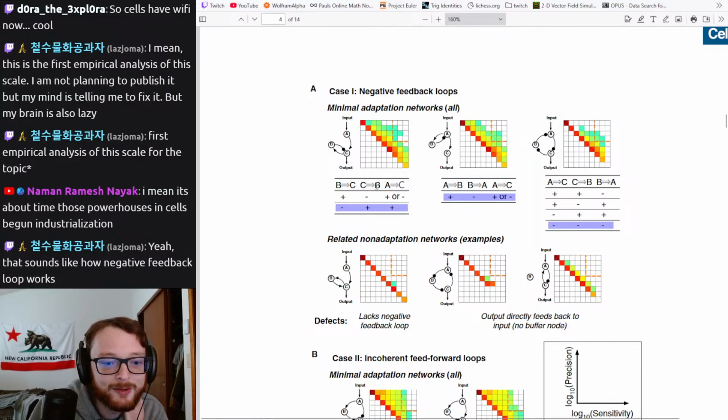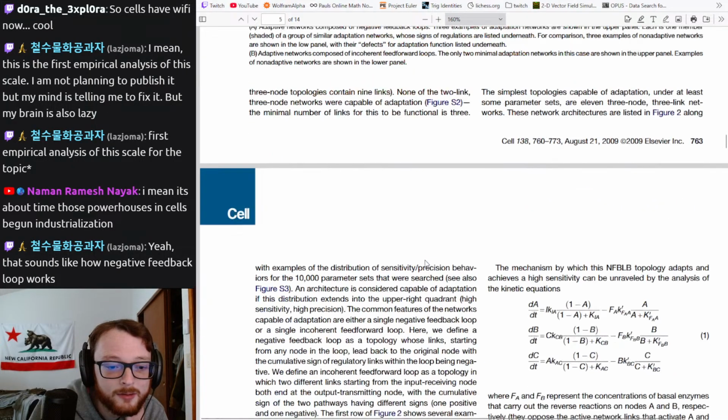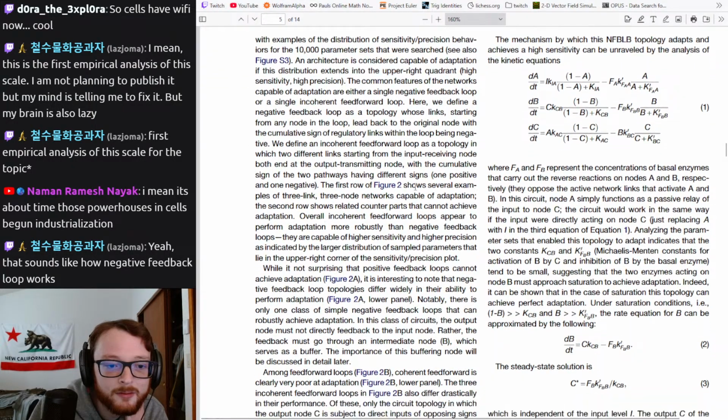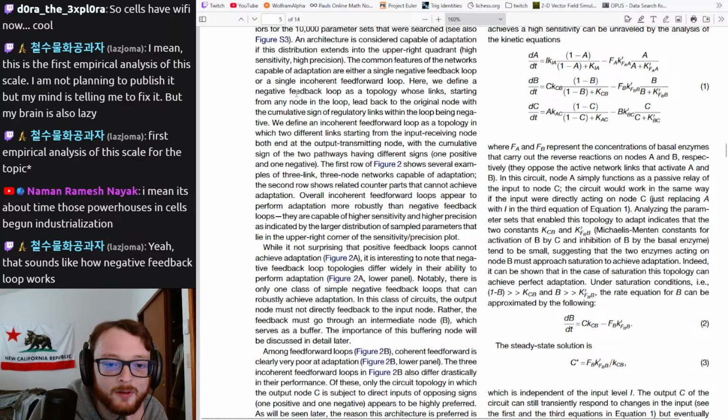B to C, C to B, A to C. Huh. A to B is plus, B to A is minus, A to C is plus or minus. Yeah, I don't get it. This definition does not seem to be true for the examples that they show, or it only seems to be true for one of them.